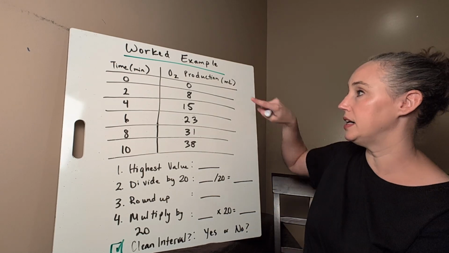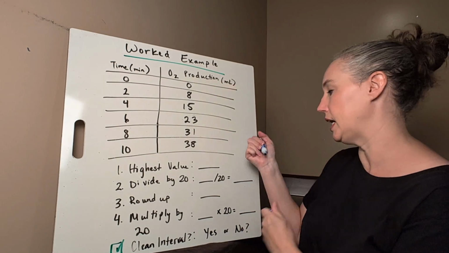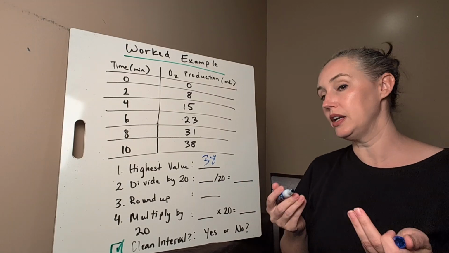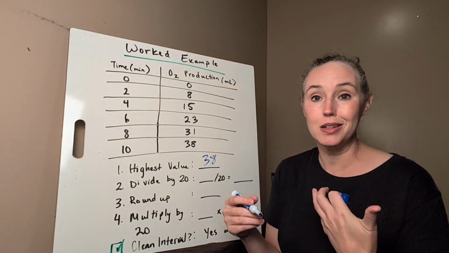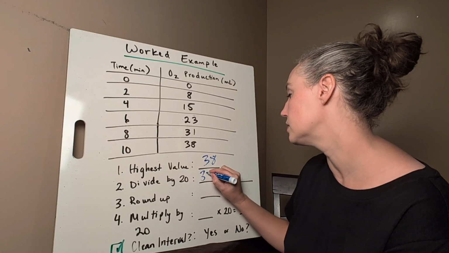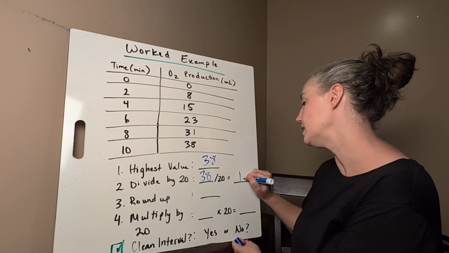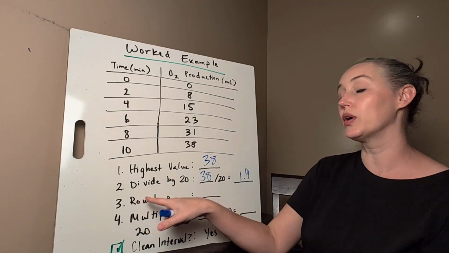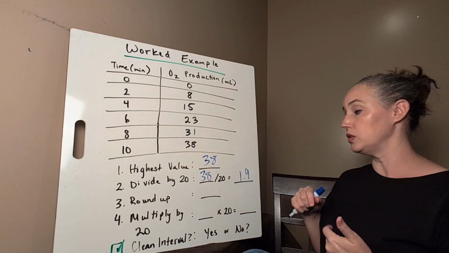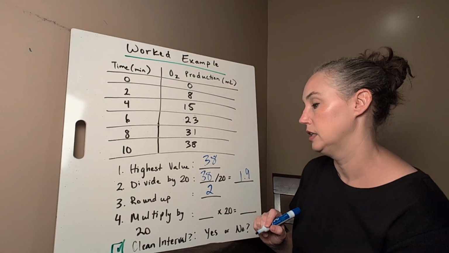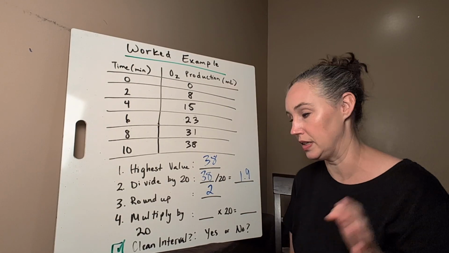So our highest value is 38. Now we're going to divide 38 by 20, and that comes out to 1.9. So 38 divided by 20 is 1.9. 1.9, not a clean interval. So we're going to round up to a clean interval. The closest one to that is 2. 2 is easy to count by, right?